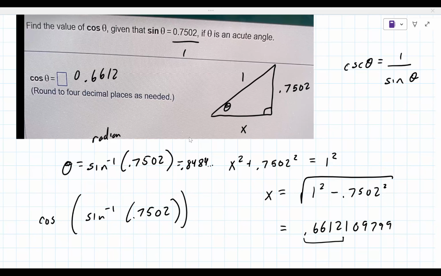Whenever you're ready, send over another question or two or three. Let me finish doing this. Next. 1.6612.